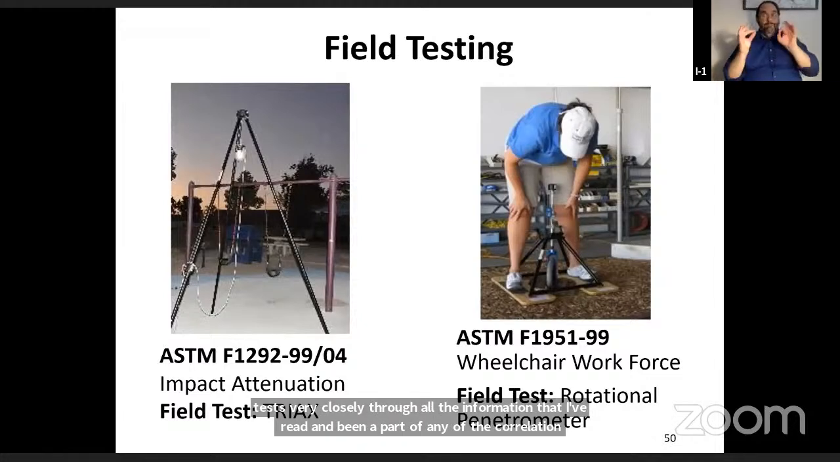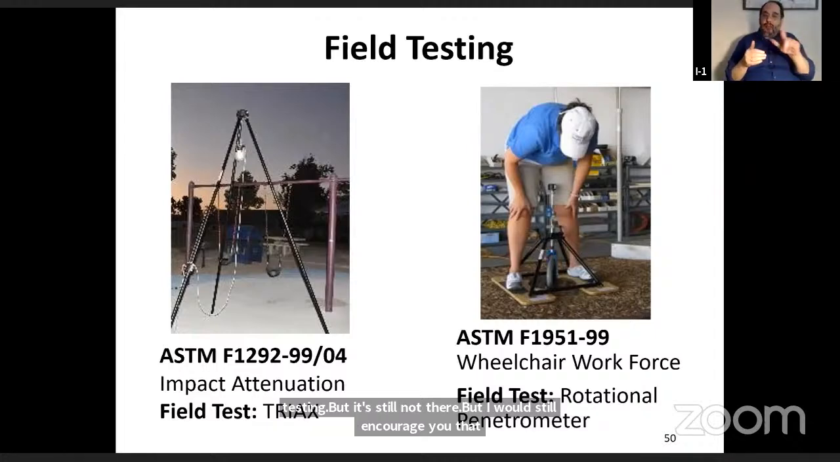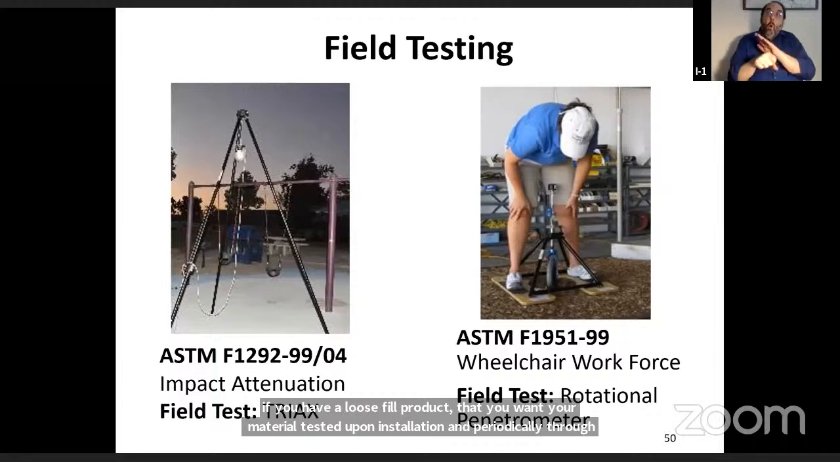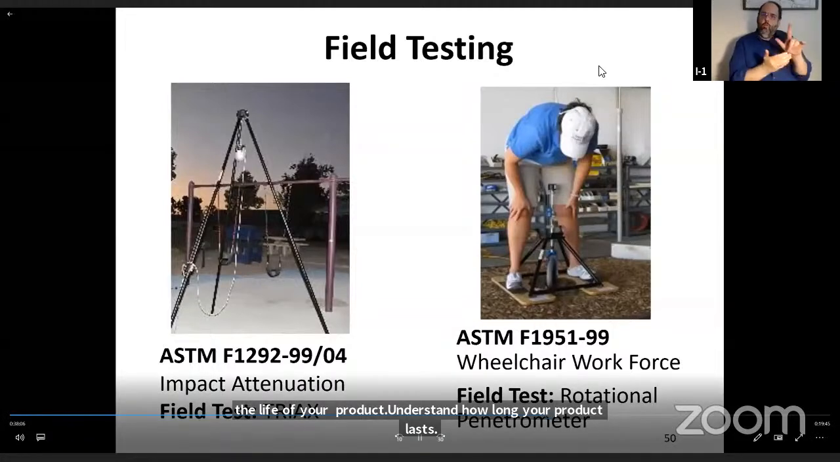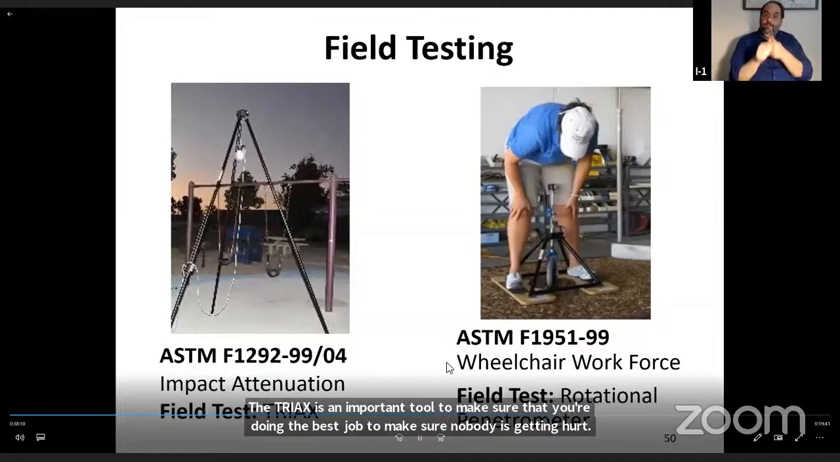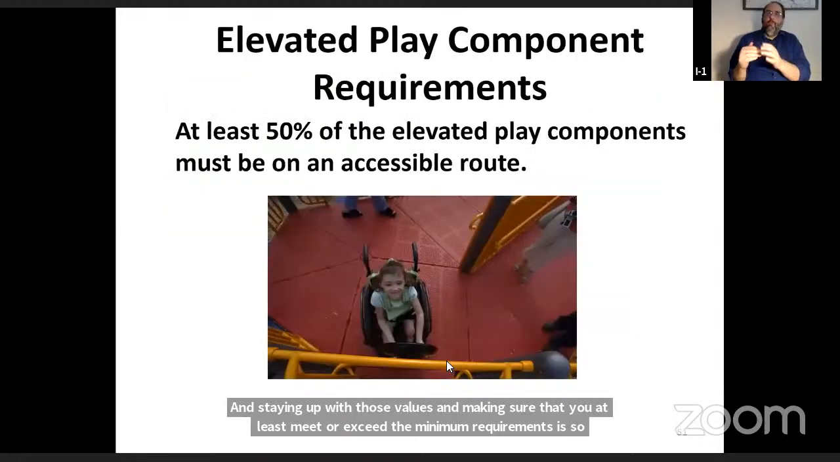But I would still encourage you that if you have a loose fill product, you want your material tested upon installation and periodically through the life of your product. Understand how long your product lasts. The triax is an important tool to make sure that you're doing the best job to make sure nobody's getting hurt, and staying up with those values and making sure that you at least meet or exceed the minimum requirements is so very important.